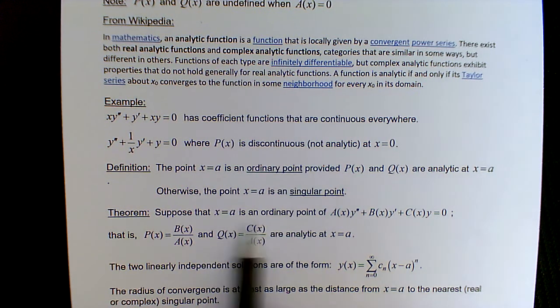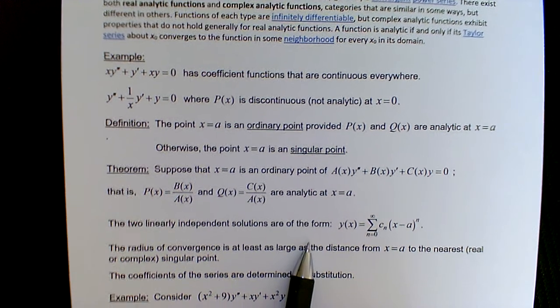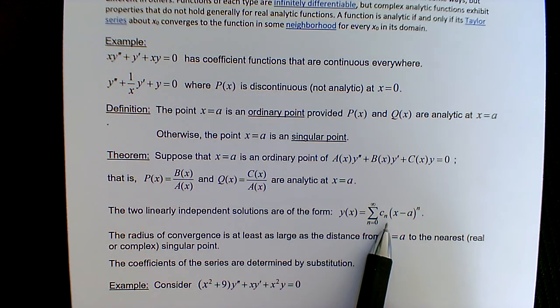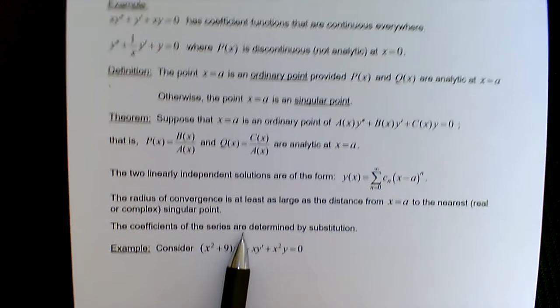We say, suppose x equals a is an ordinary point, and that p of x and q of x are analytic at that point. Then there are two linearly independent solutions that take the form of our general power series, and the radius of convergence, which is analogous to the domain, is at least as large as the distance from x equals a to the nearest real or complex singular point, and the coefficients we determine by substitution, just like in the last section.